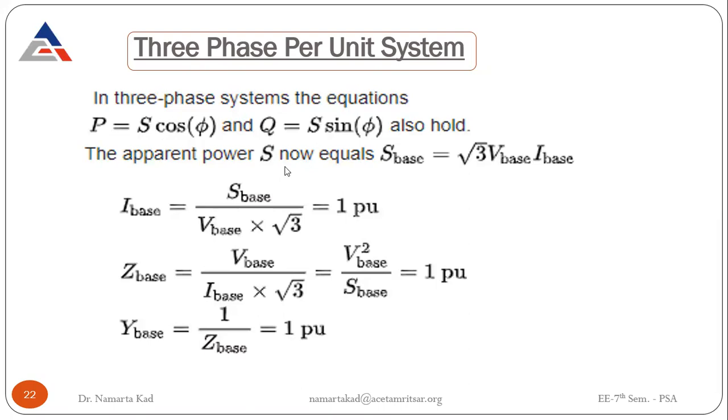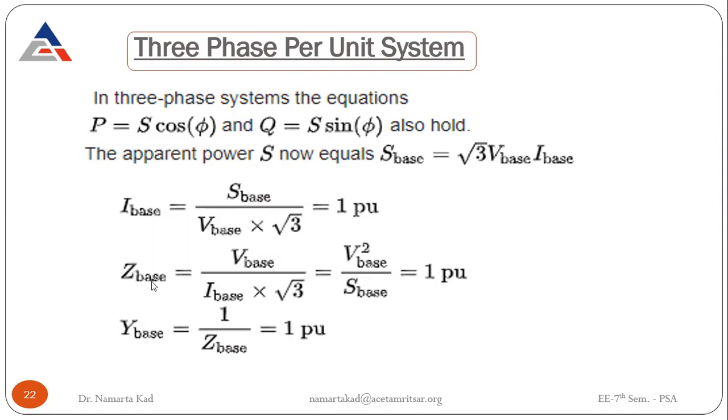Now the apparent power equals S base for three phase. The base value for the apparent power can be calculated as root 3 into V base into I base. These are the common formulas that we have already used in our power systems. So it is root 3 V base I base. From here, I base comes out to be S base divided by V base into root 3. This gives you the 1 per unit.